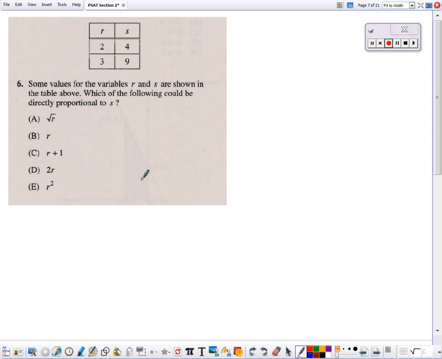I'm going to look for a pattern here for 6. And I notice r squared equals s. So 2 squared is 4. 3 squared is 9. So my relation is r squared.